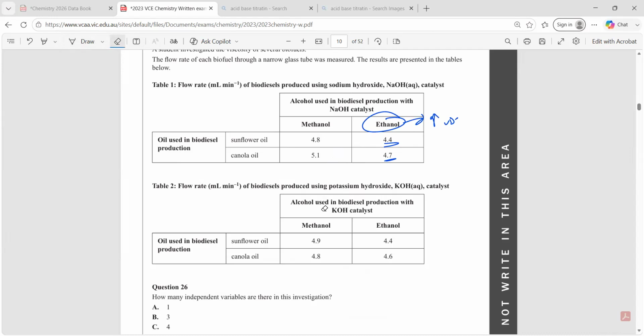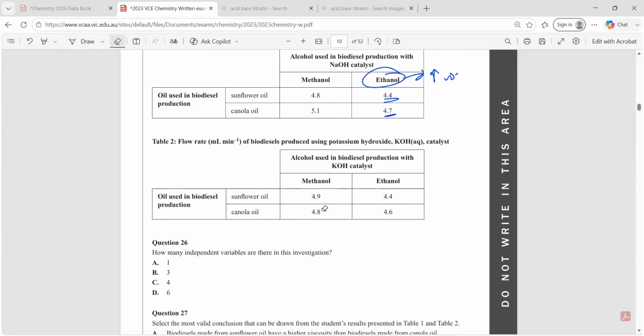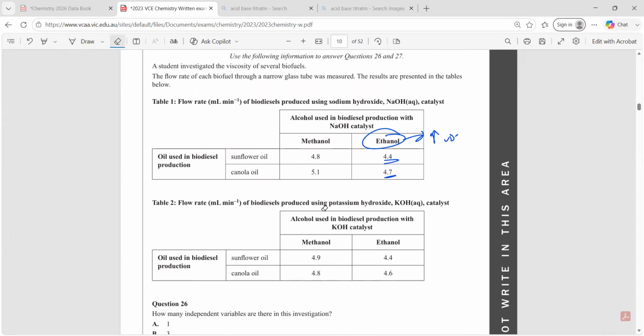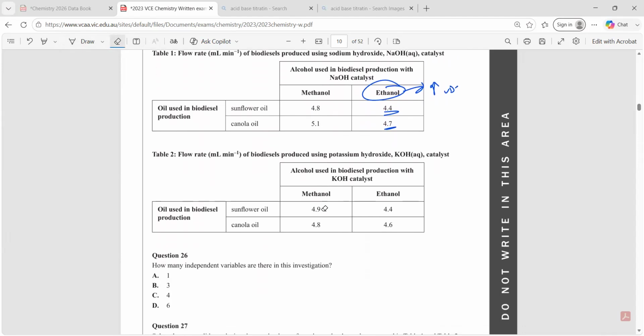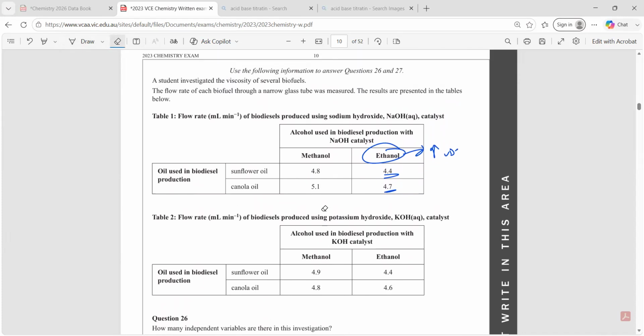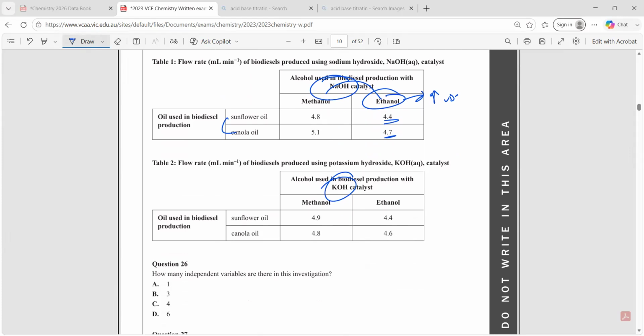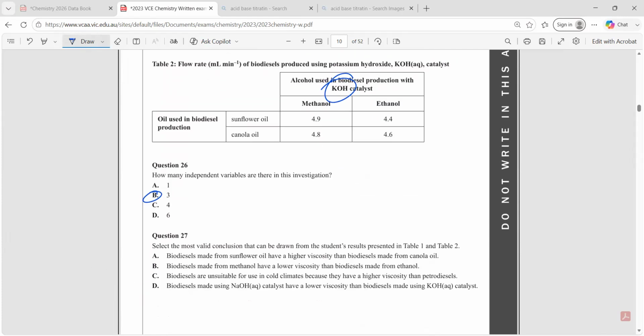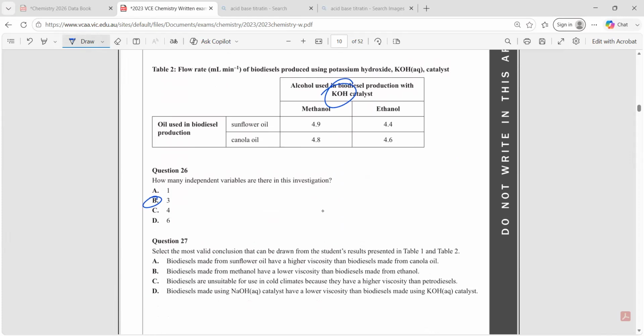Why would that change? How many independent variables are there? There's two. So you're changing, just because there's several biofuels. There's three, I guess, then. So there's actually your sunflower and canola oil, so that's one, your methanol and ethanol, and then your sodium hydroxide and potassium hydroxide. So there's three here. That's so weird. I mean, the entirety of chemistry you learn how this should only be one.